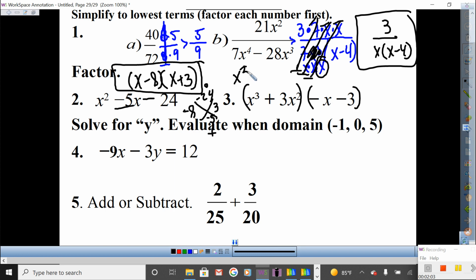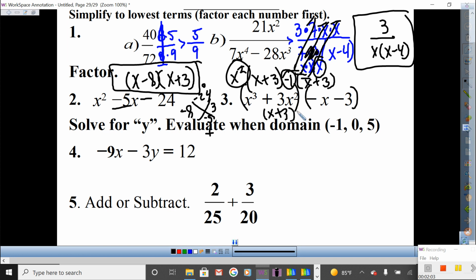Number 3. Group. X squared, we're left with x plus 3. GCF here is what? -1. We're left with x plus 3. So my factors, x plus 3, and what's left? X squared minus 1. However, am I done here? X squared minus 1. No, Mr. Q, that's a difference of squares. X plus 1, x minus 1. Then I bring down the x plus 3. Remember last night's home plate? Yeah? Okay, good. Alright.